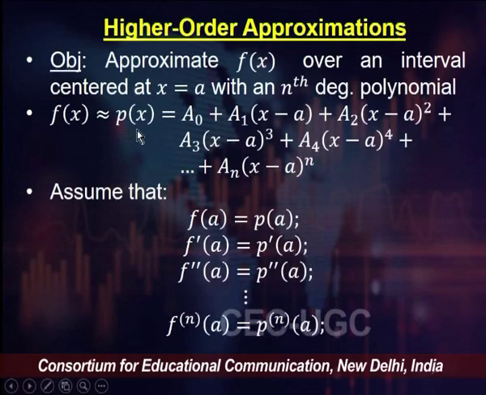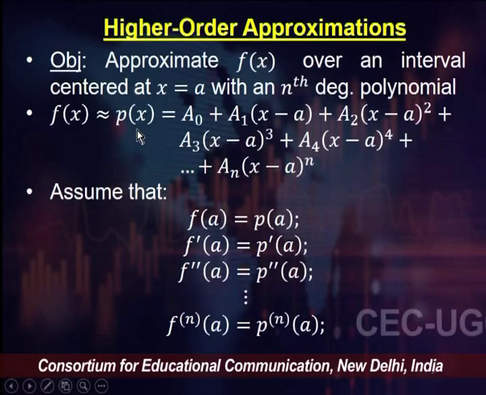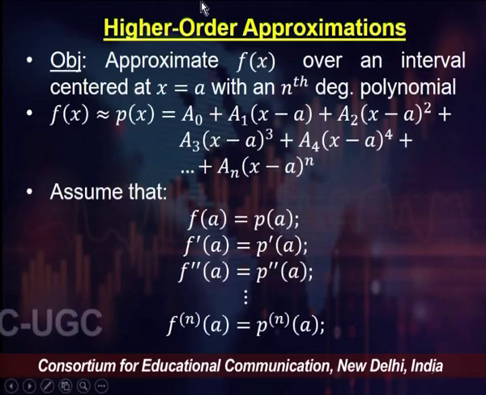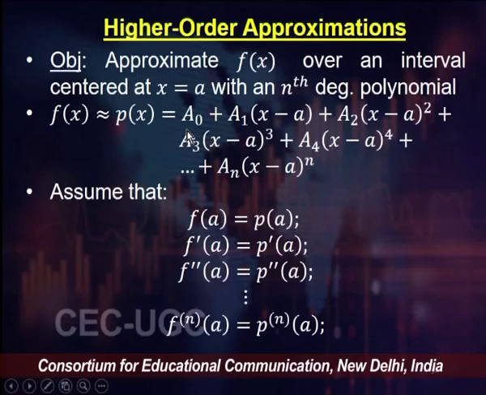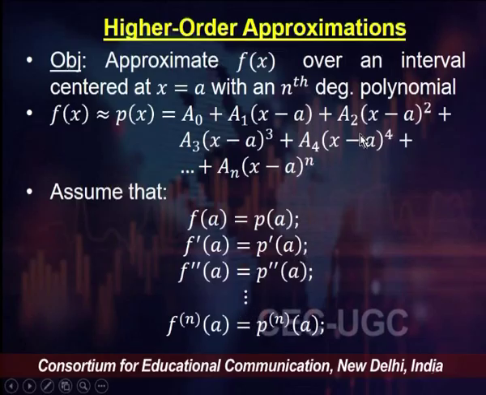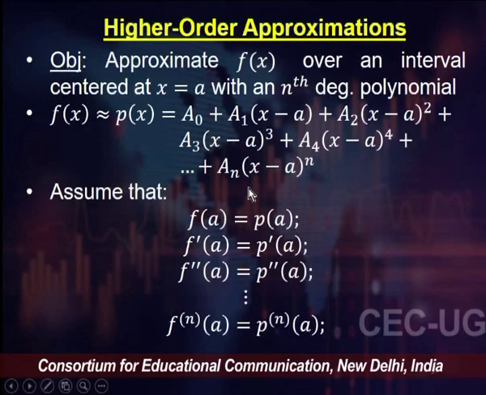So here f of x is approximated by p of x. It's just that the exercise is going to be a little longer here because it's an nth degree polynomial. And this polynomial is of the form a0 plus a1 times (x minus a) plus a2 times (x minus a) the whole square, and so on till an times (x minus a) to the power n.